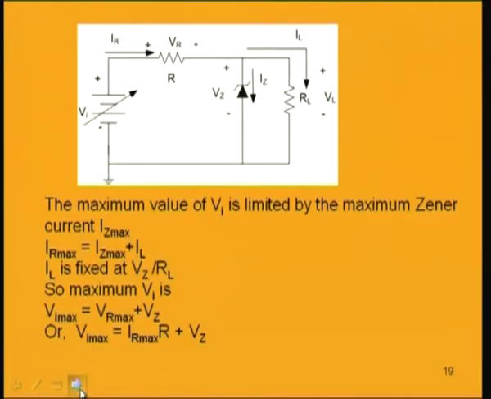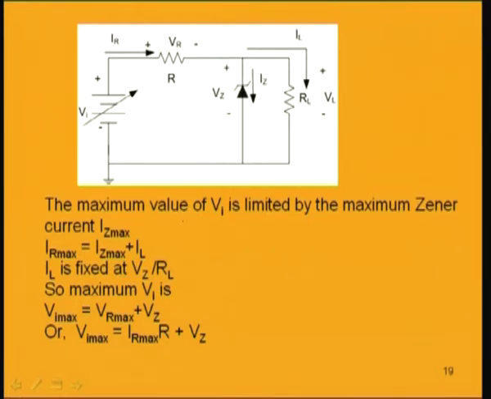And what about the maximum value of V I? How much can you go on increasing V I in order to keep the Zener diode on, while staying within the limit of the Zener diode specification, because we have a maximum Zener current rating. If you go on increasing V I, the Zener diode current will keep increasing, but we cannot increase it so much because there is a limiting condition specified in the data sheet of the Zener diode, given by I Z max.